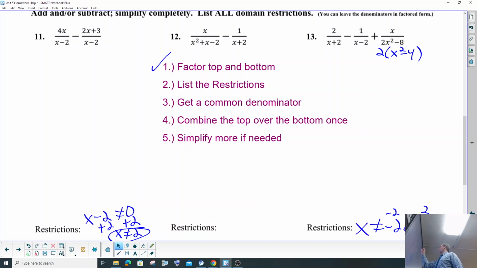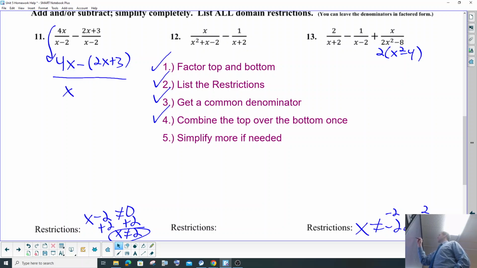Okay, so then get a common denominator. Common denominator, check. We already got one. So now you're going to combine the top over the bottom once. We're going to write down 4x minus 2x plus 3 all over the bottom once. So why are we writing it over the bottom just once? Well, let me show you with numbers. Here's an example why we have to combine the top over the bottom once.